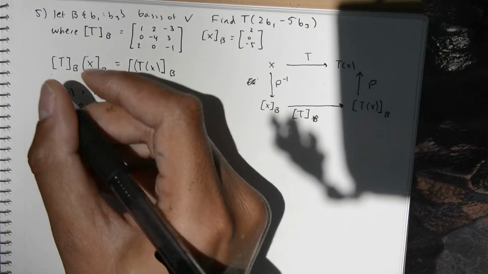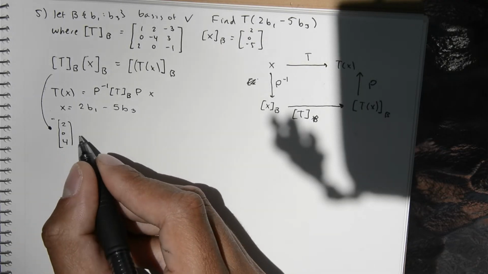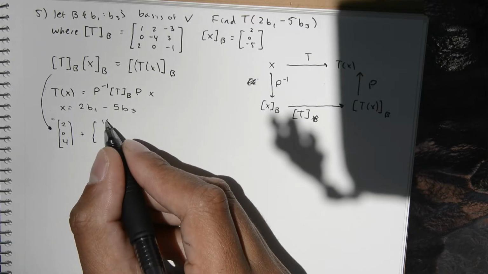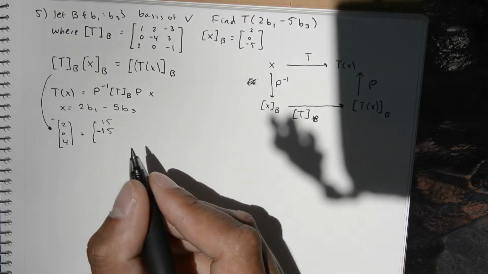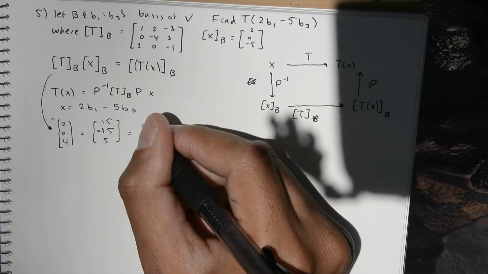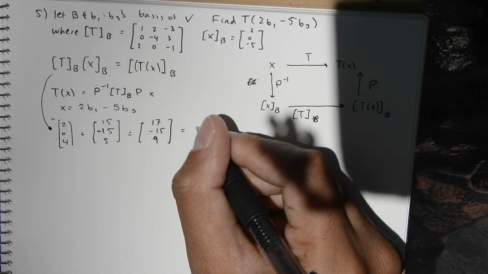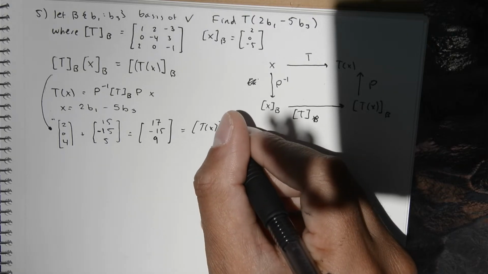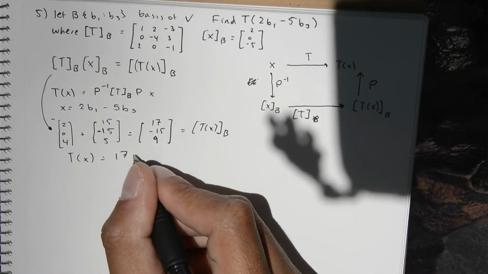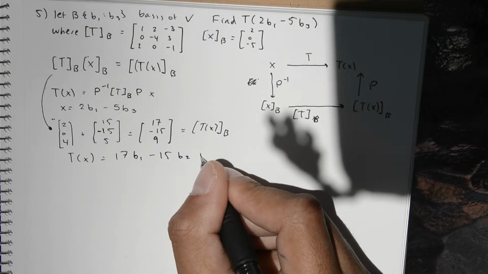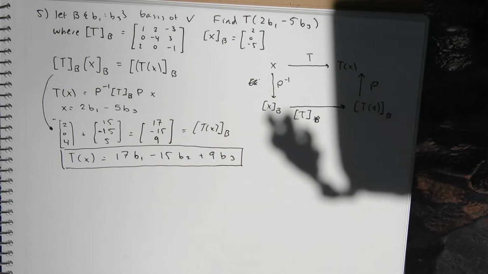But what I want to do is compute this. So this is going to be 2, 0, 4 plus minus 15 and 5, and this is going to be equal to 17, minus 15, 9. And so this is going to be equal to T of x relative to B. So then T of x is going to be equal to 17b1 minus 15b2 plus 9b3. This is what I think the answer is.